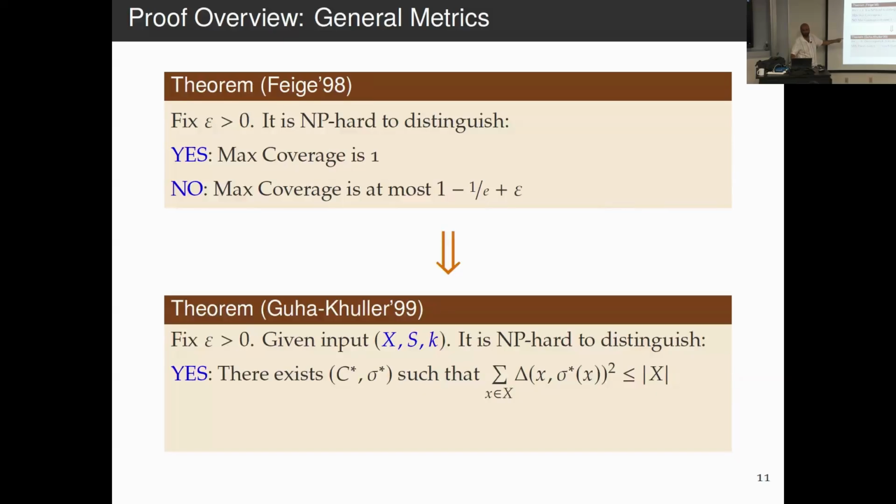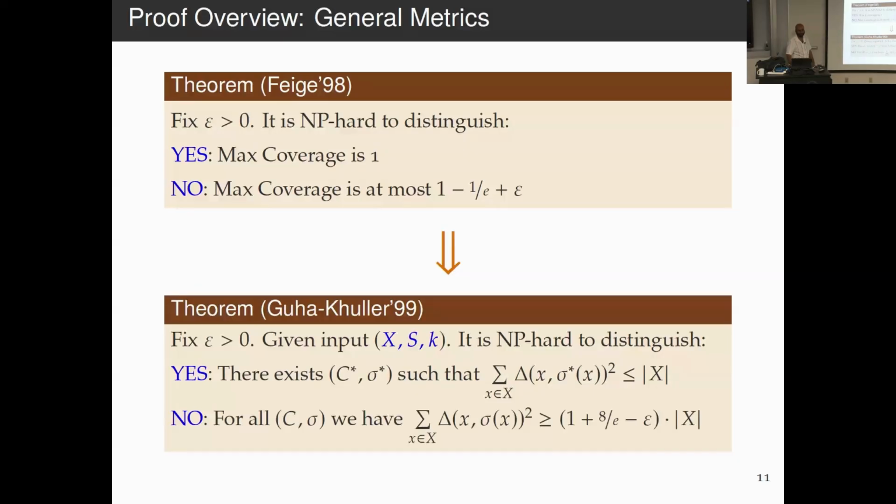X is the points to cluster, and that's equivalent to the universe. S is the set of sets that we have, and that's the set of candidate centers here. So in the yes case, there is some clustering such that the cost is exactly the number of points to cluster. So it's 1 per point. And in the no case, it's 1 plus 8 over e times the number of points.